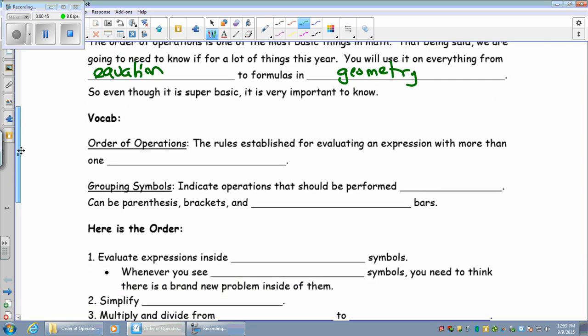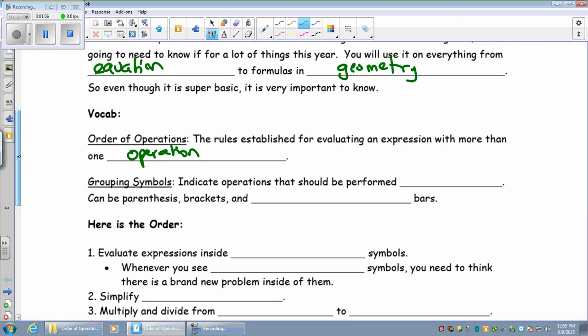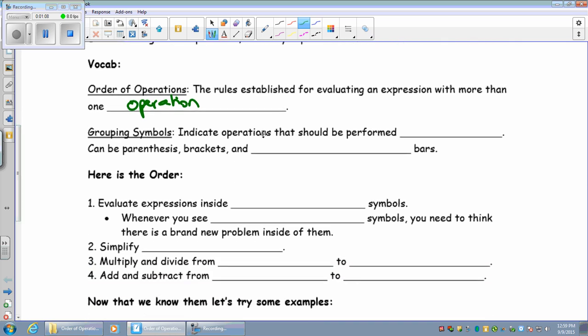Now, the order of operations is sort of a tongue twister here. It is the rules established for evaluating an expression with more than one operation. So it's an expression with more than just 2 plus 5. It's 2 plus 5 times 7. It has more than one operation. The other big vocab word is going to be grouping symbols. They indicate operations that should be performed first.